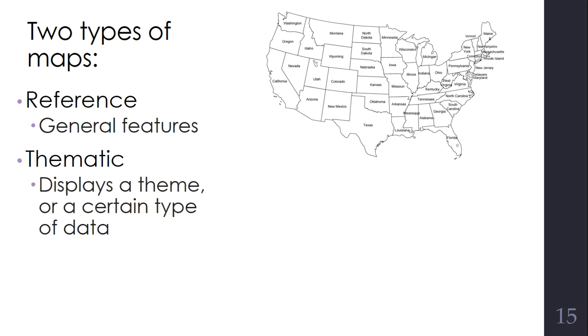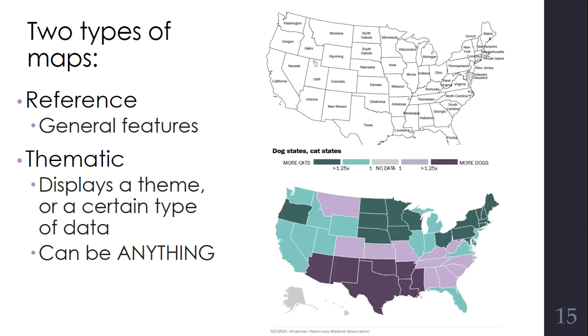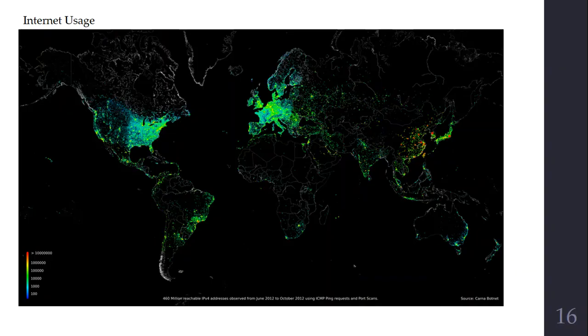Thematic maps display a certain theme or a certain type of data. We're going to look at a lot of thematic maps. I'll show you some examples throughout this course, but thematic maps can literally be anything. Here is a map of dog states versus cat states, right? Apparently California has more cats than it has dogs, but you can display all types of data as thematic maps.